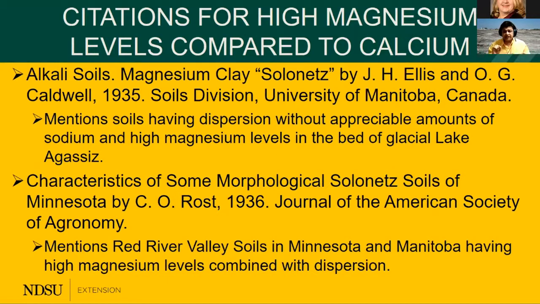I want to quickly touch on high magnesium levels compared to calcium. I want to clarify, I'm not talking about a ratio of calcium versus magnesium from a fertility point of view. I'm talking from the point of view of soil particle aggregation, which could lead to crusting or compaction too. Soil structure will affect the pore space and soil water movement, the air to water ratio. So that's the point of view I'm talking about.